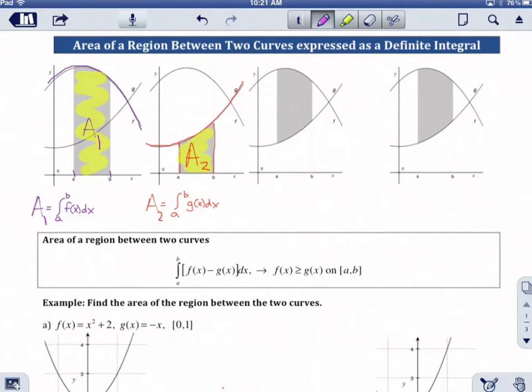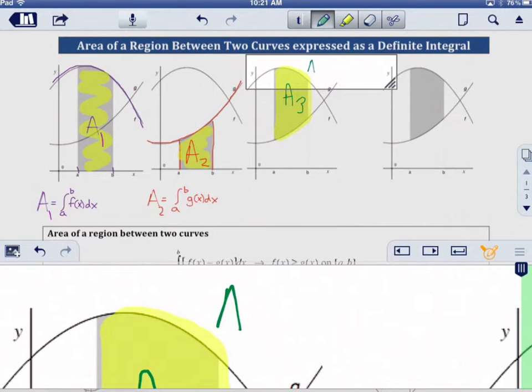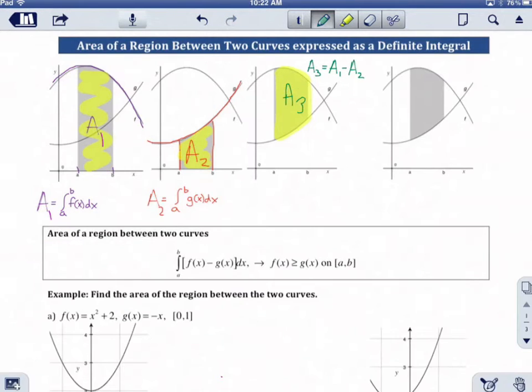And what we want to try to do now is be able to find the area between these two curves. Okay, so right in here. Well, geometrically, if we're looking for this, we'll just call it a sub 3. Hopefully you can see that a sub 3 would just be taking a sub 1 and subtracting a sub 2. Okay, so if we take all this area and then we subtract this area, we're going to be left with a sub 3 right here.